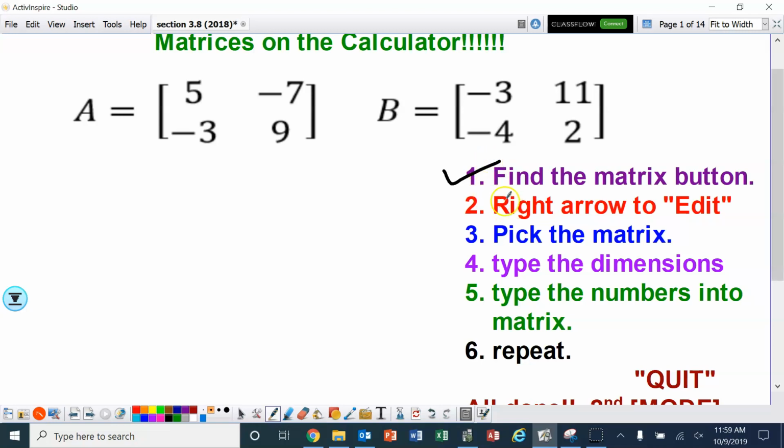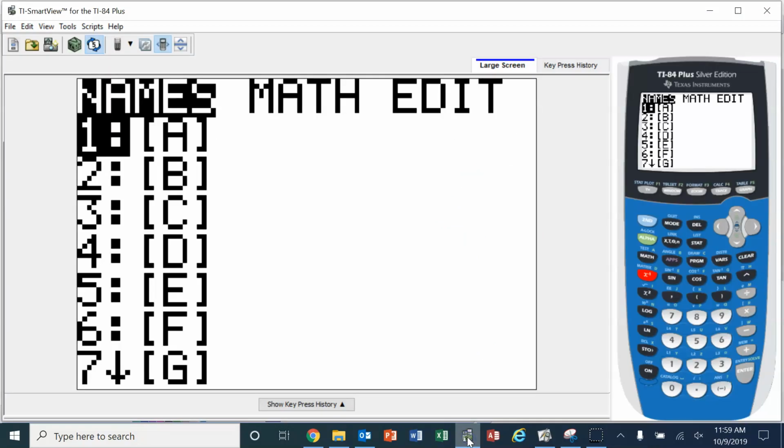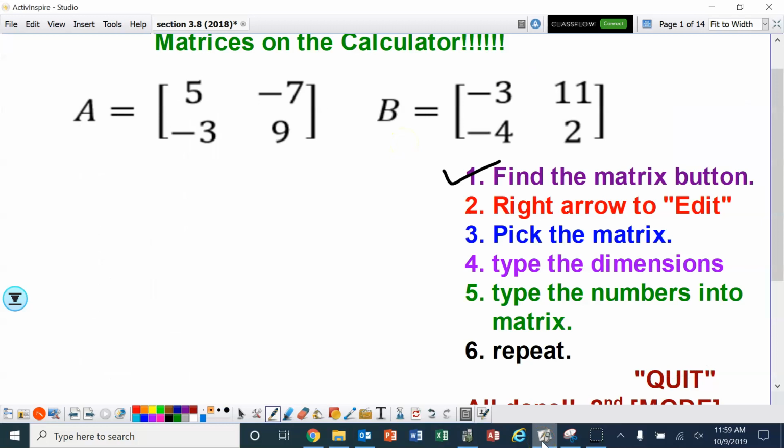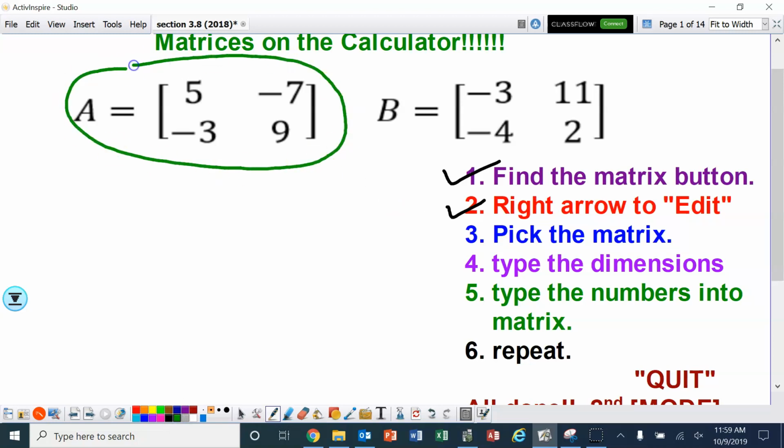Now, the next thing we're going to do is right arrow to edit. So we're going to use our right arrow key and go over to edit. Okay, edit. Then pick the matrix. You can see we have two matrices here, matrix A and matrix B. So we're going to start with A.